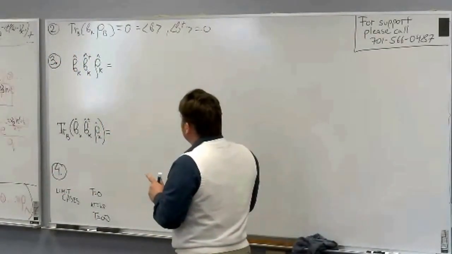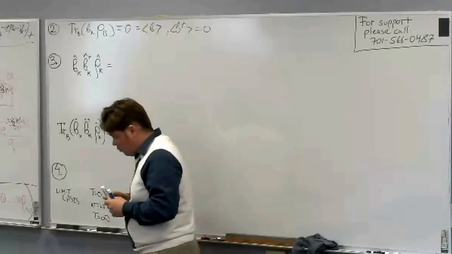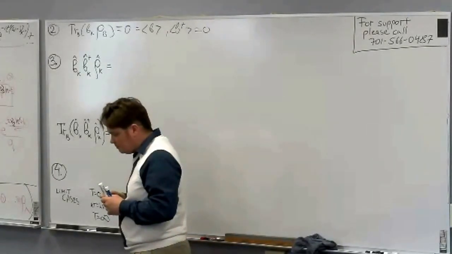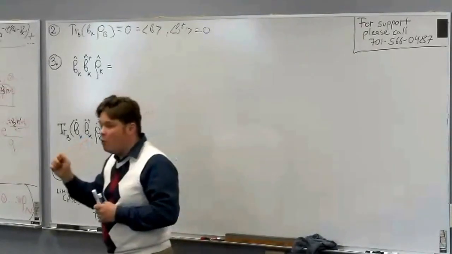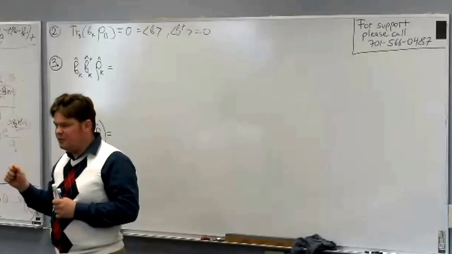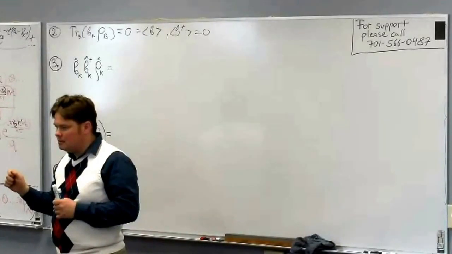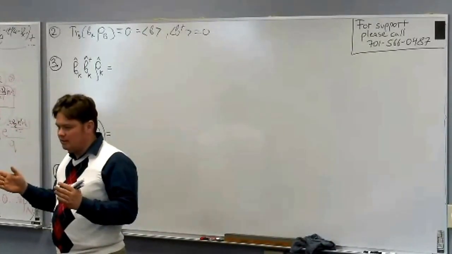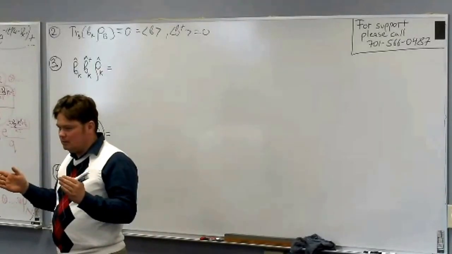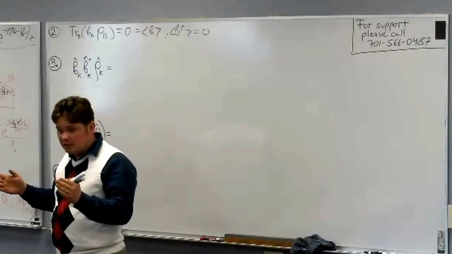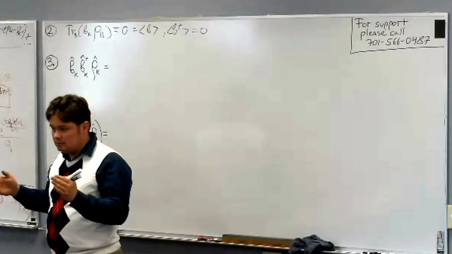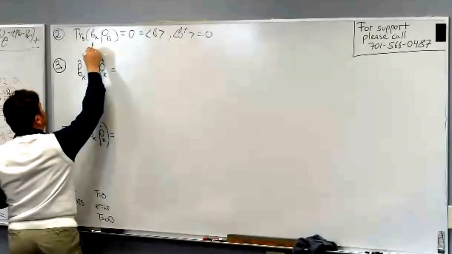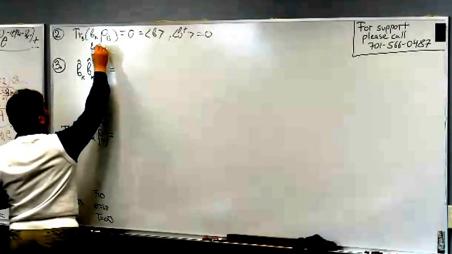Okay. Now, what if the bath mode that perturbed the system during the first perturbation and the bath mode that perturbed the system during the second perturbation are different? If they are different, then we have indeed B_k and B_k prime.